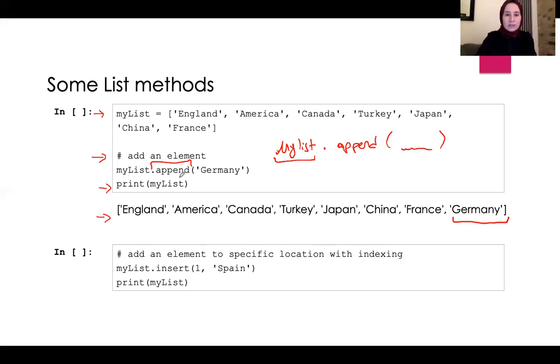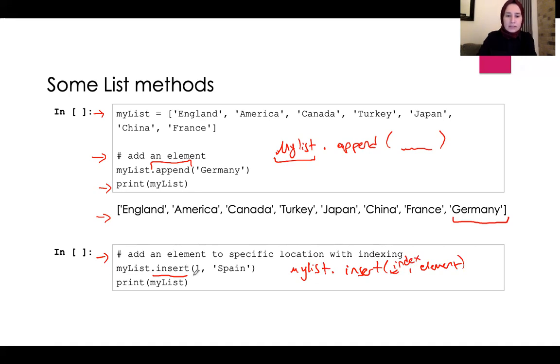So you may ask, how about if I want to put an element in a specific location? To do that, guys, you can use the insert method. The insert method allows you to add the element to a specific location with indexing. So what you need to do is write the name of your list, dot insert. Then here, guys, you have to define the index number, the place where you want to put your element, then the name of the element.